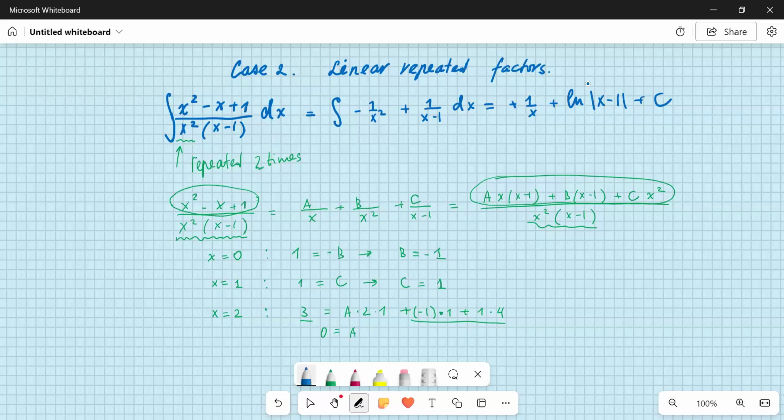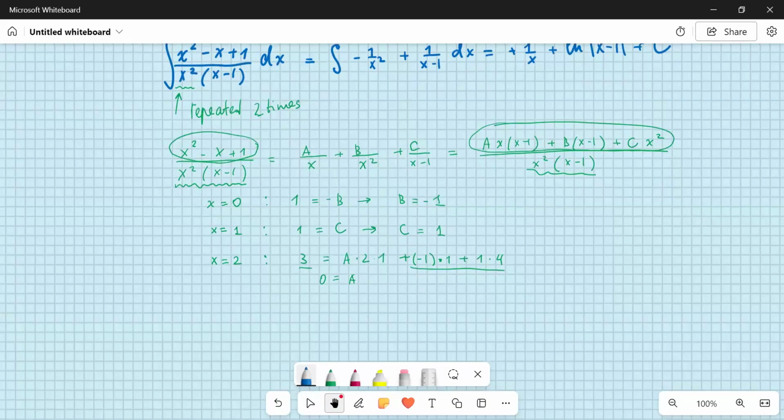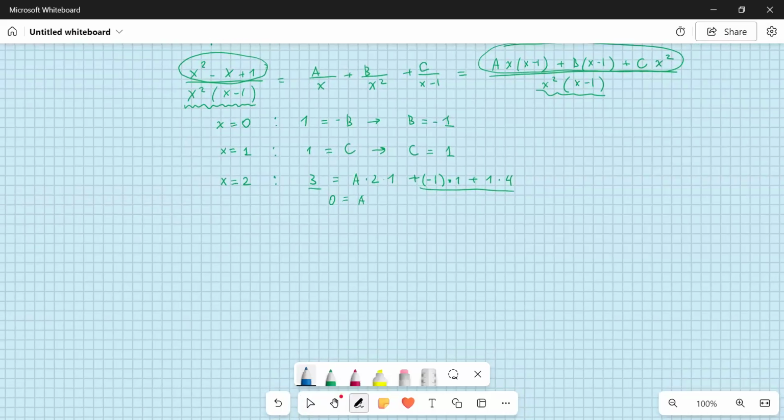Now, guys, of course, remember linear repeated. We have linear non-repeated, linear repeated. Now we need to have non-linear. How are we going to have non-linear for case 3? Case 3: irreducible quadratic factor.